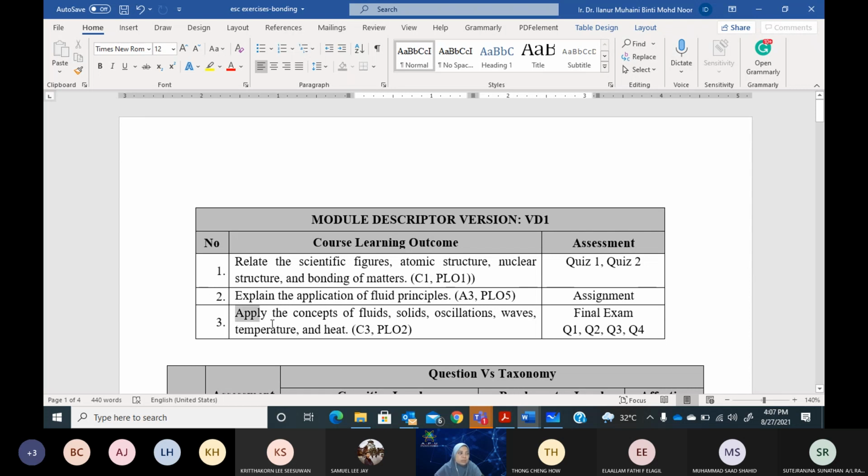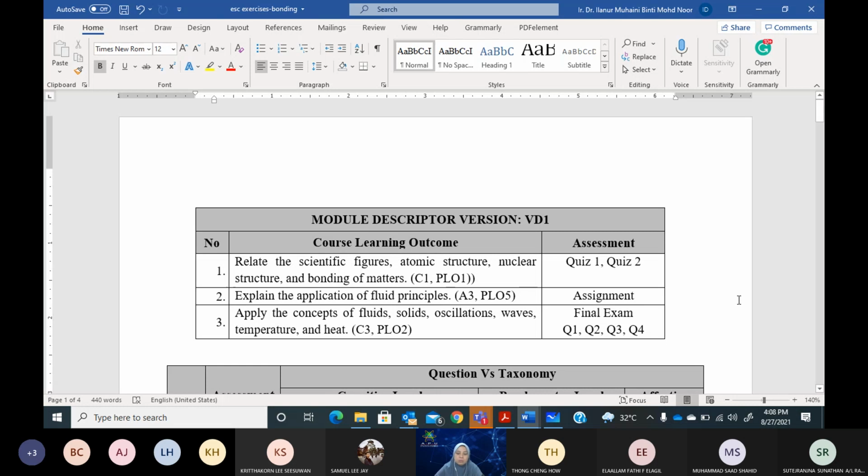For the final exam, there is a lot more. Apply the concept of fluid, solids, oscillation, wave, temperature and heat. So there are many questions that can be asked from all these fields. Not everything you can check from the slide. Also, because it is online, we cannot give the same question which is already in the slide. Exactly the same cannot. If you change the figure or picture, still can.